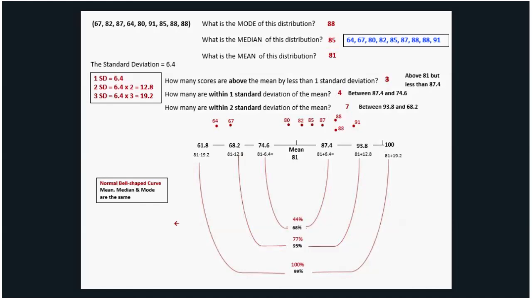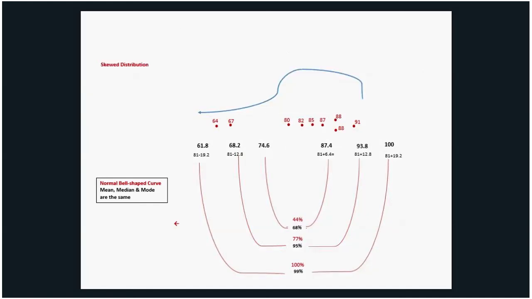So this is going to give us kind of a skewed distribution here. With a normal bell-shaped curve, your mean, median, and the mode are going to be the same. When the mean, median, mode aren't the same, then you're going to have a skewed distribution. You're not going to have that nice bell-shaped curve that you're looking at. So it's going to look something like this with our curve.